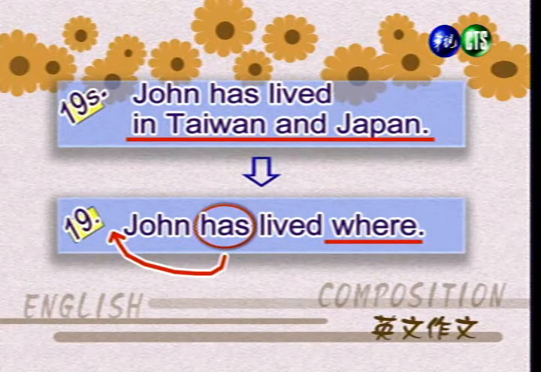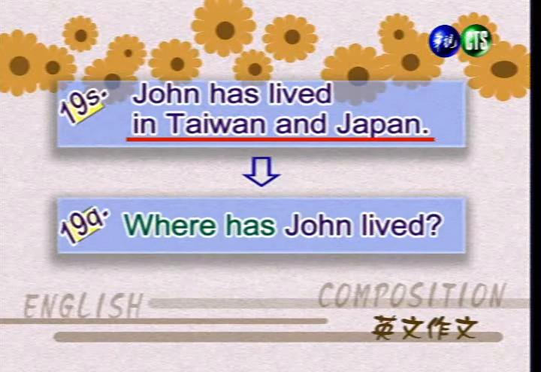So we don't need to add the word do to the front of the sentence. We only need to move has before the subject. When we move where to the front of the sentence, we end up with this question. Where has John lived?